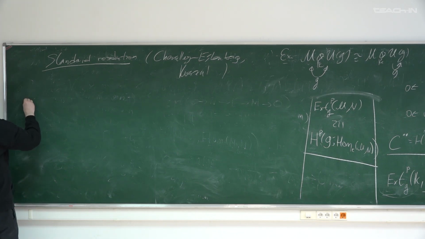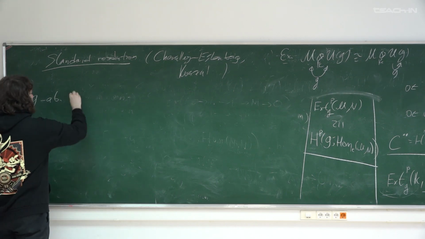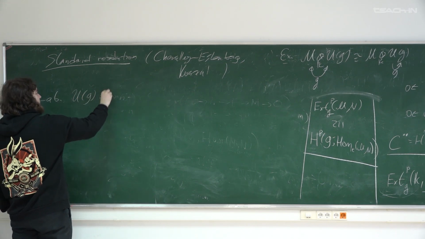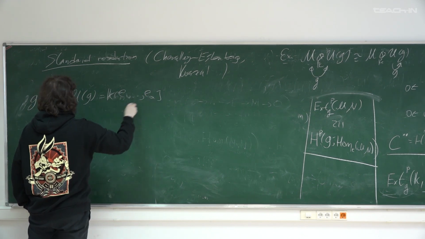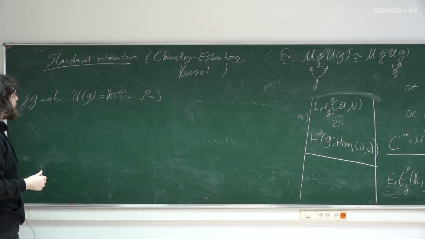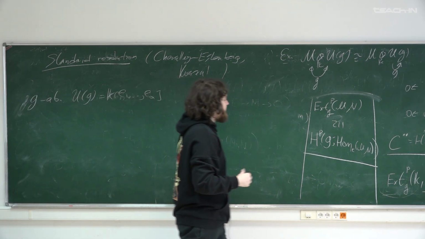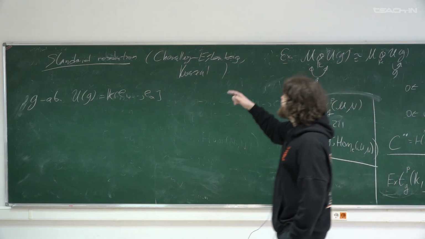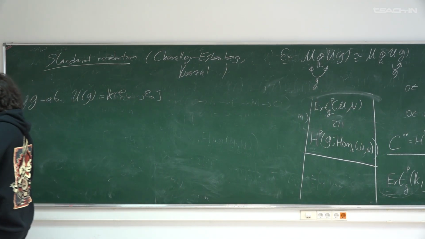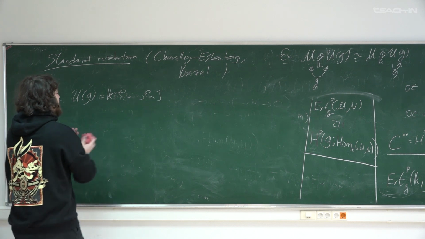If G is an abelian Lie algebra, then the universal enveloping algebra is just the algebra of polynomials on a basis of G. And we have already considered Koszul resolutions for modules over polynomials. Now this is just a generalization to non-abelian Lie algebras. Now the definition.